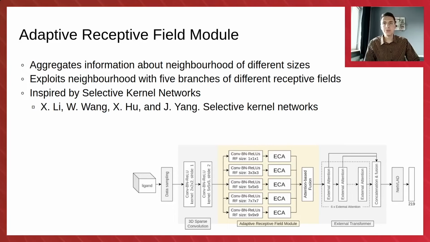Then to each branch, efficient channel attention is applied to capture clean and complete structure information. Efficient channel attention was proposed in 2020 and is claimed to improve performance in comparison to the vanilla attention mechanism.